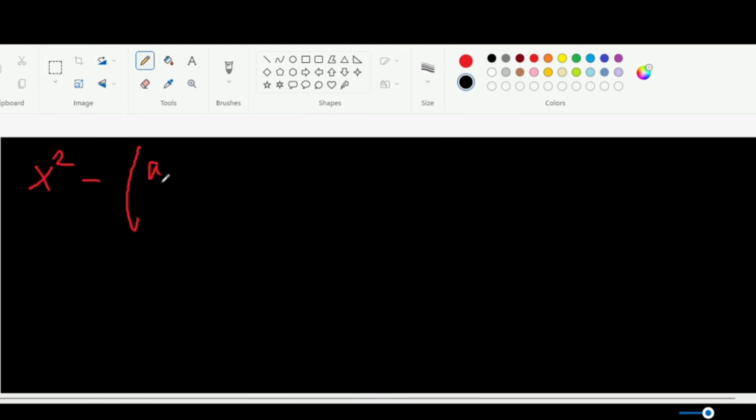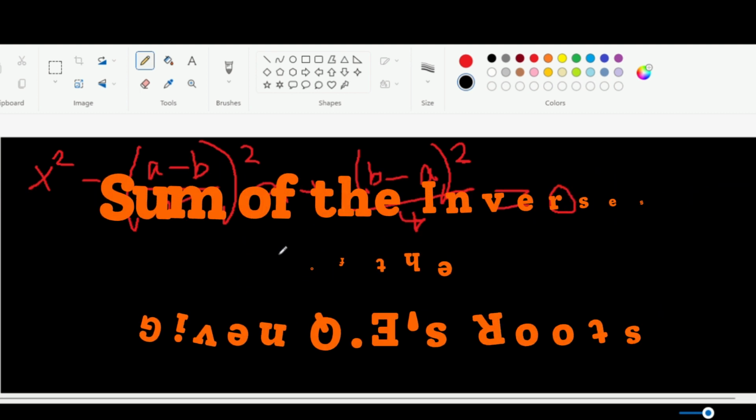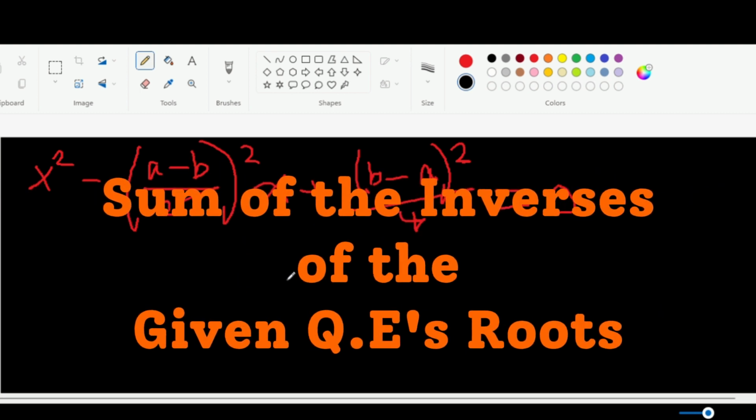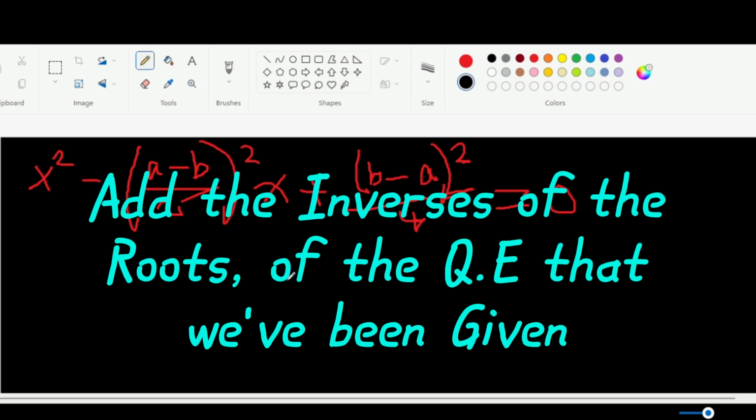Imagine that you've been given a quadratic equation x square minus ((a minus b) divided by 2) whole square times x plus ((b minus a) whole square) divided by 4 is equal to 0. And you're asked to find the sum of the inverses of the given quadratic equation's roots. Basically, we are asked to add the inverses of the roots of the quadratic equation that we have been given.